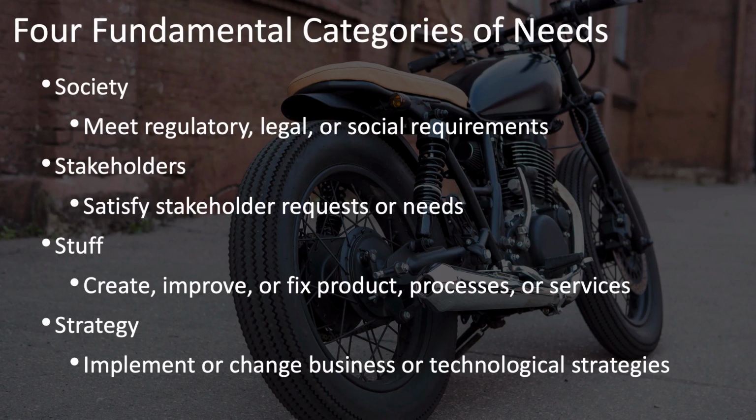The stuff category is the most easily recognized type of need and includes new products, new versions of products, new or improved manufacturing or business processes, the introduction of new or improved services, such as financial services, tax services, transportation, doctors, lawyers, consulting, training, and other such items, as well as buildings, bridges, highways, and railways.